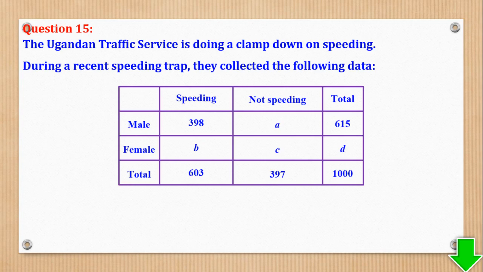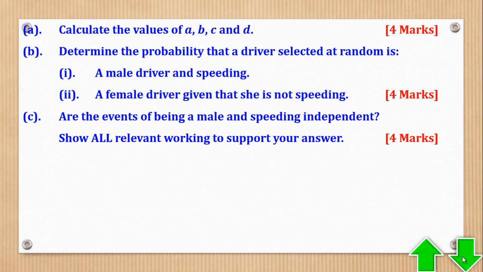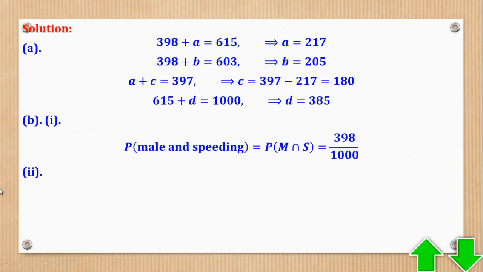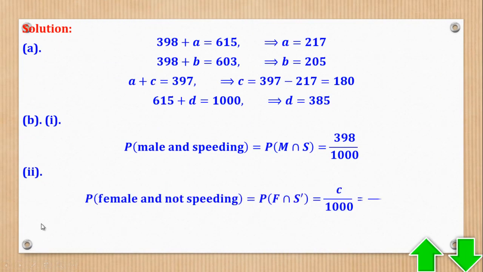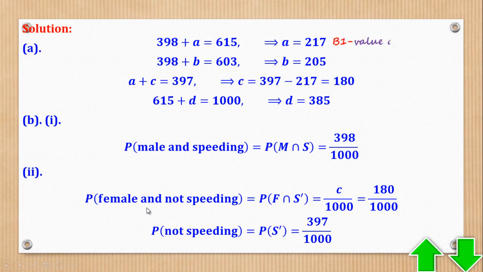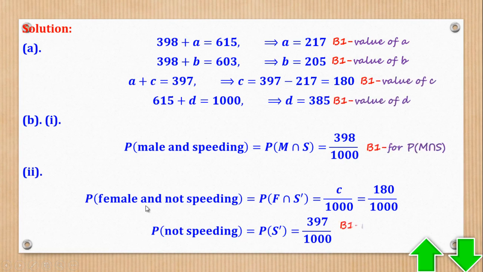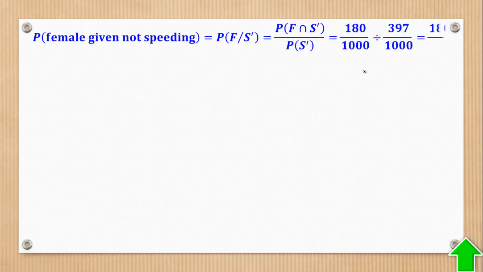So we shall come and say that the intersection is that, and the probability of not speeding is that. I think we saw it, meaning that now I can get the conditional probability. Therefore, the probability of female given not speeding will be got by the intersection over S complement, which is that.